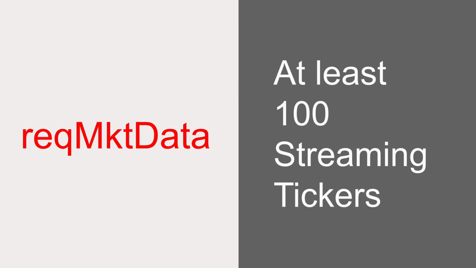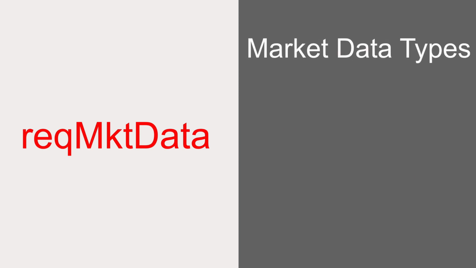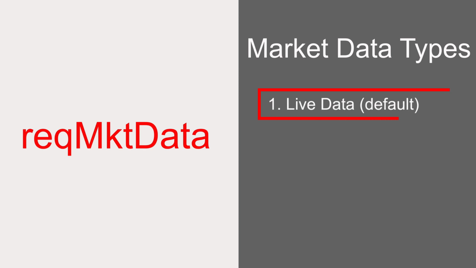With reqMktData, it also has the option of different market data types. These market data types correspond to whether you receive delayed, frozen, or real-time data. All the other functions for streaming data only work with real-time data. So the 4 different data types that we have would first be live streaming data. This is the default, which the API will be in unless a different data type is specified.